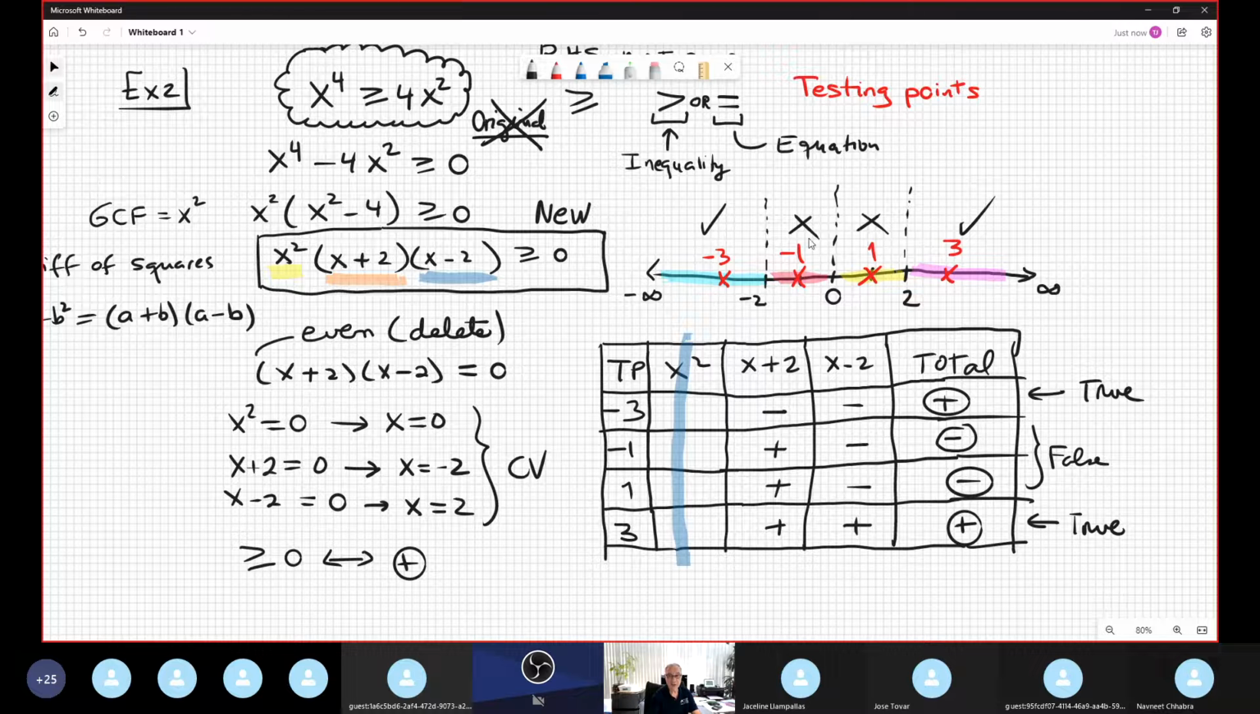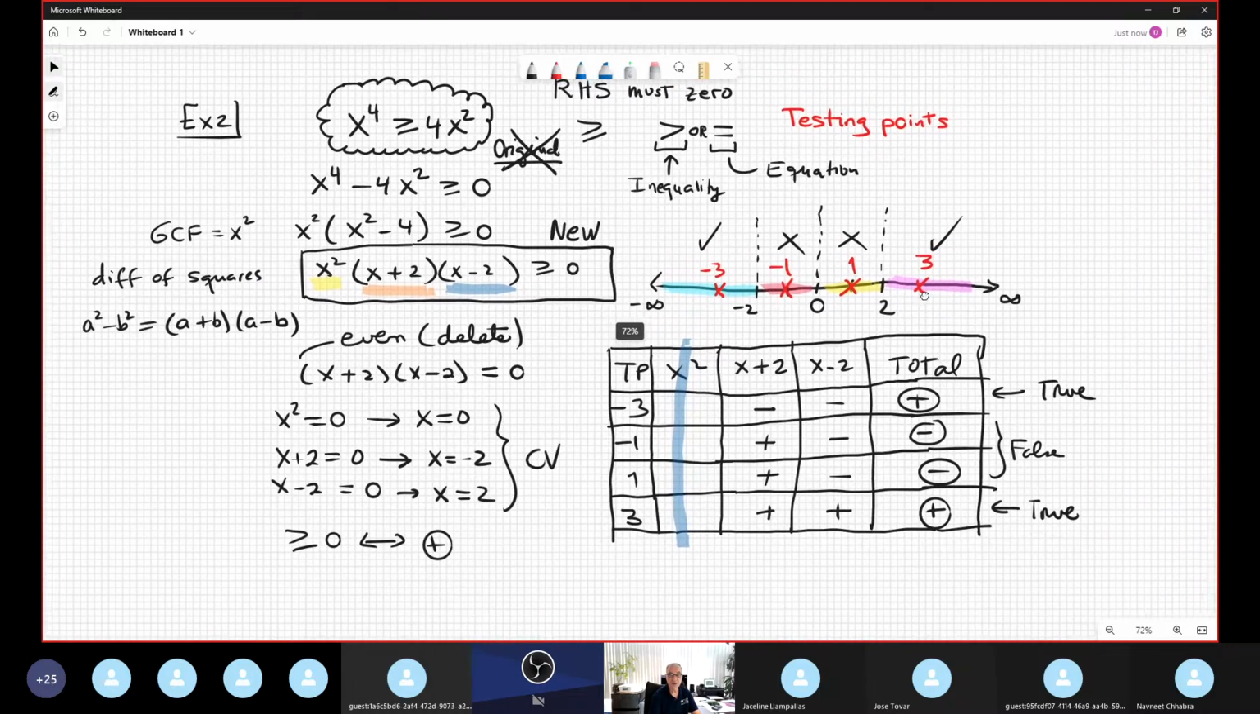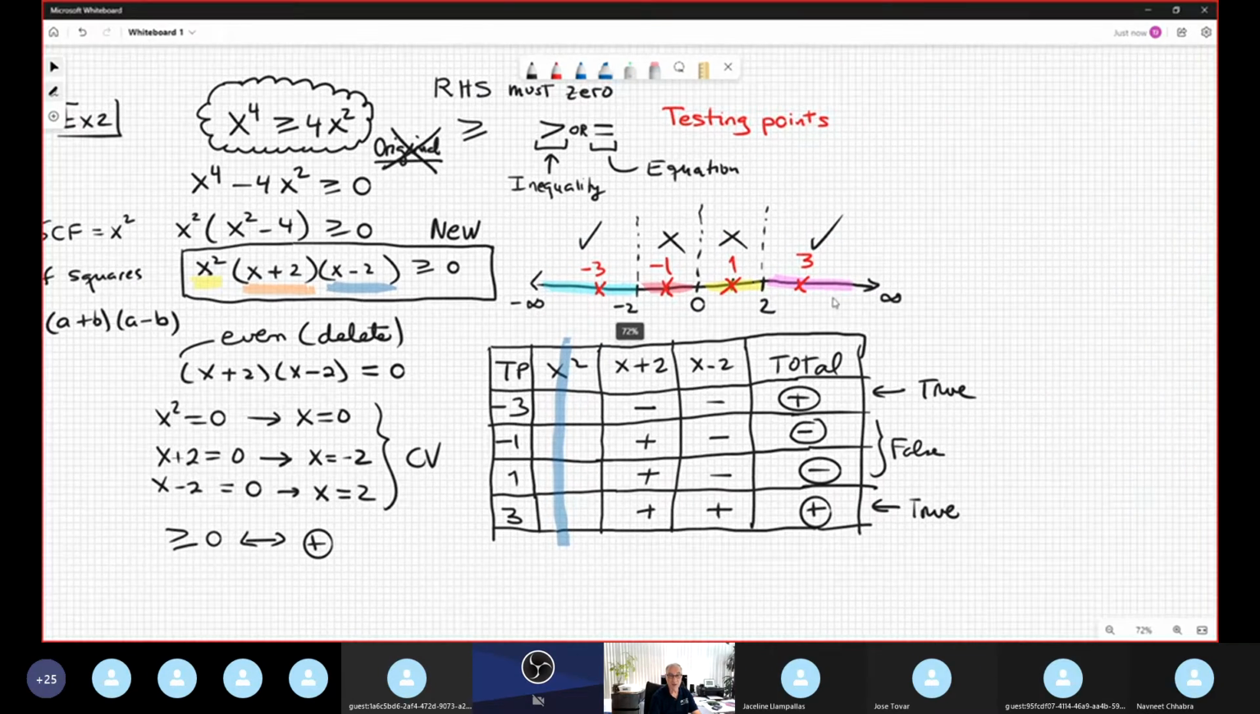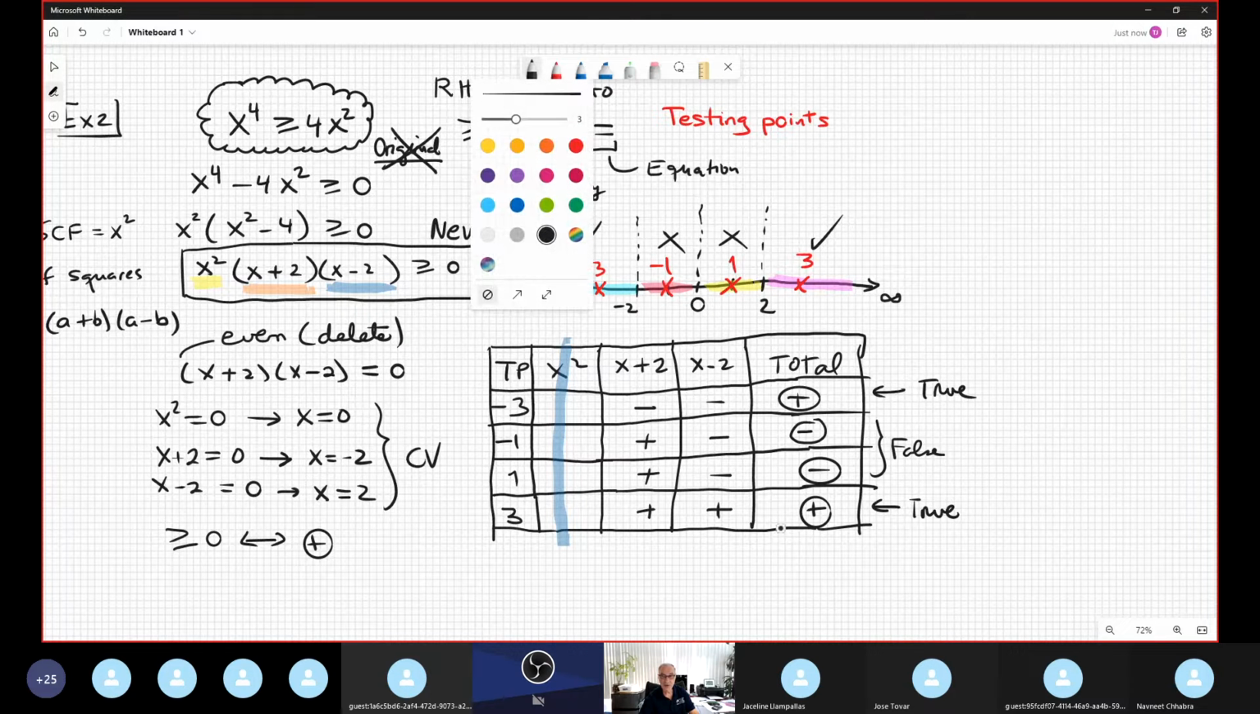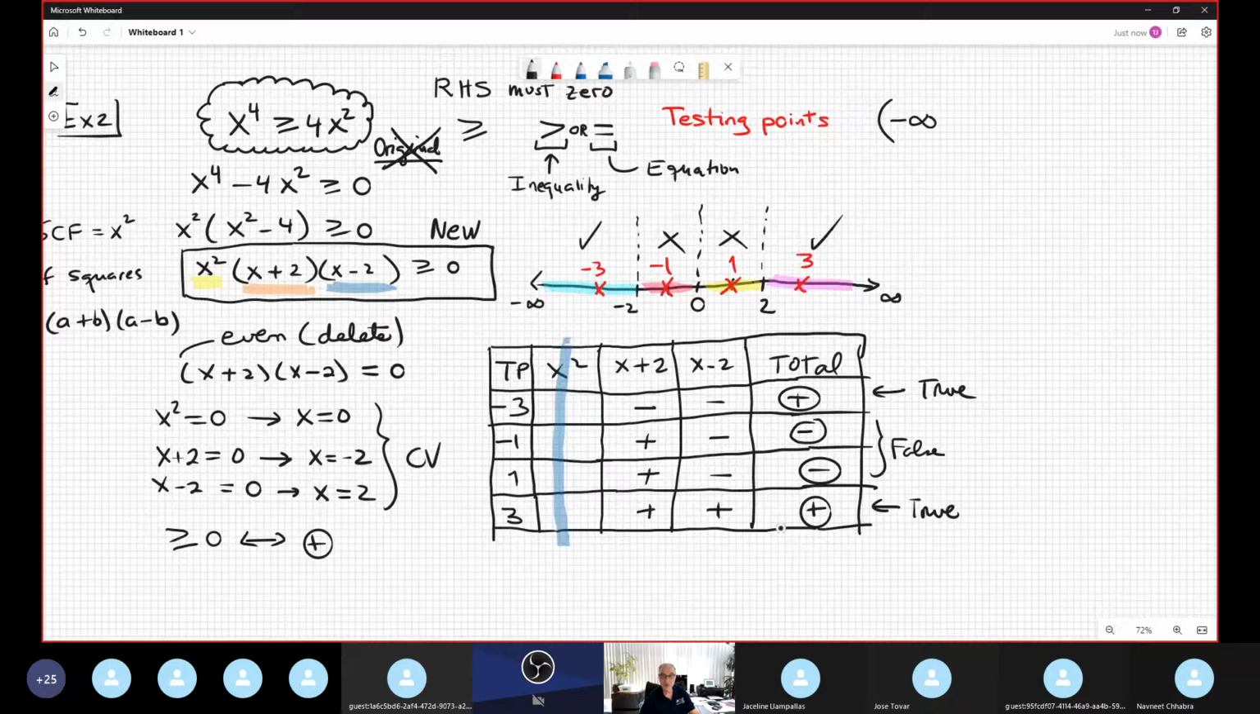Therefore, the final answer is, well, wait a second. I need to integrate. This is the new idea. There are several new ideas in this problem. The new idea is I integrate this interval, blue, okay, from negative infinity. So the final answer, let me try to write the final answer.